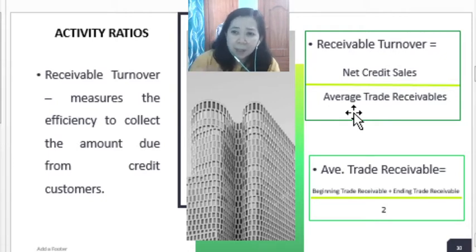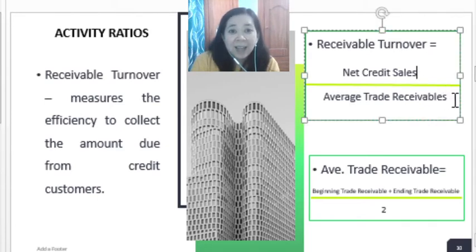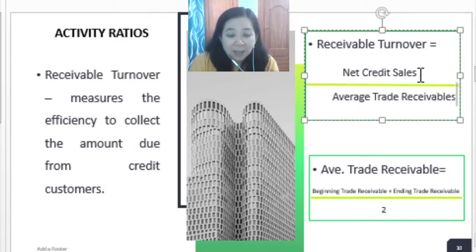Receivable turnover is equal to our net credit sales divided by the average trade receivable. When we say net credit sales, from the sales figure, you only have to get the figure from the credit sales, because from the sales figure, there might be cash sales that are included. Under the receivable turnover, we will only take the net credit sales. Net, because we will deduct the sales returns and allowances plus the discounts taken by the customers. So this is our net credit sales.